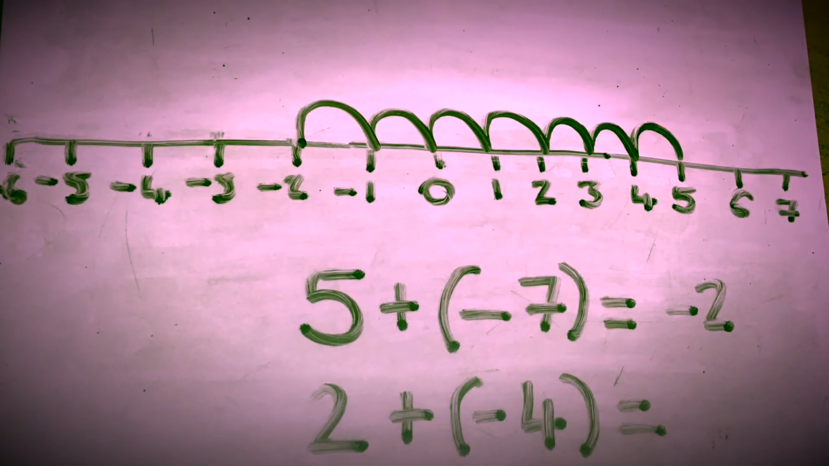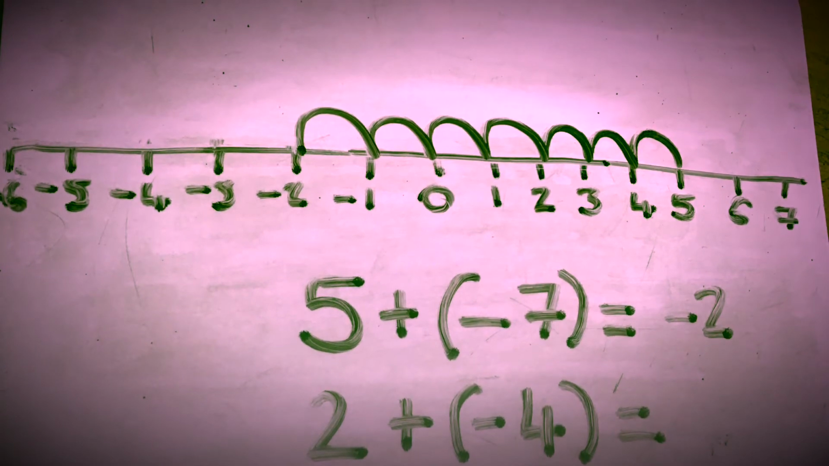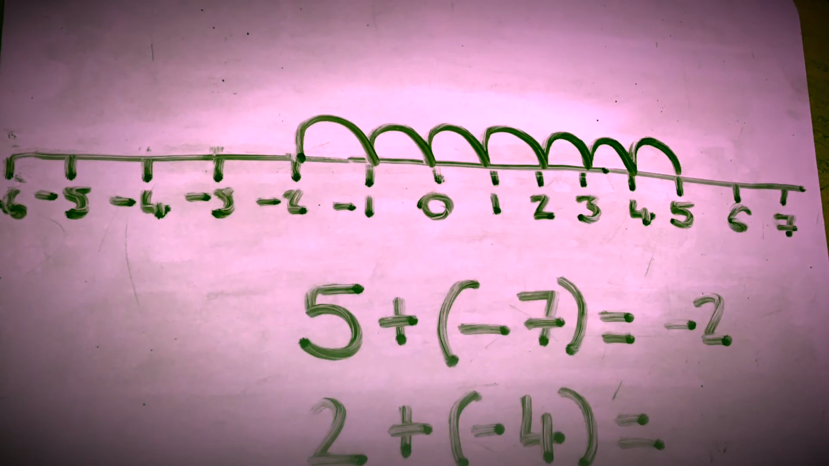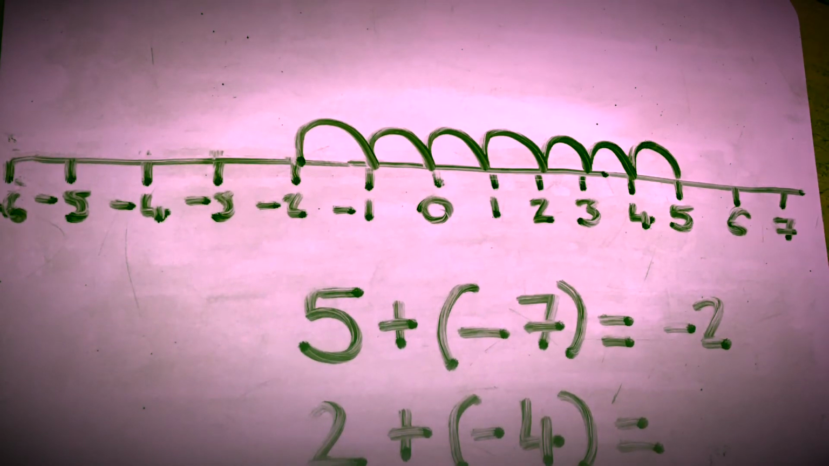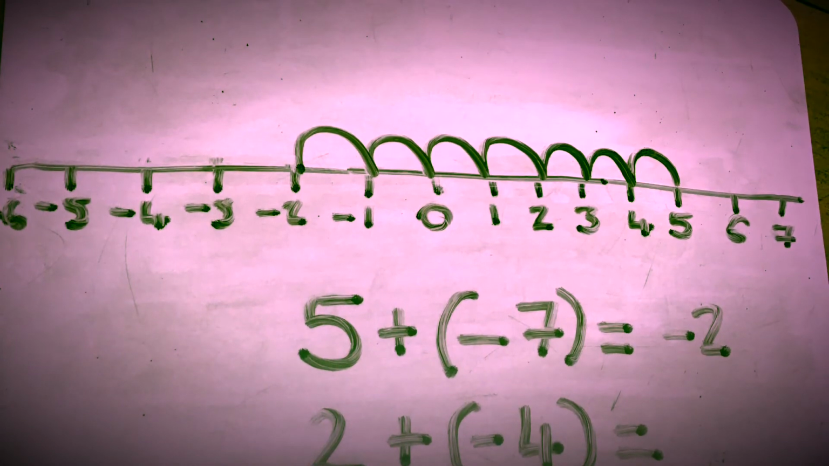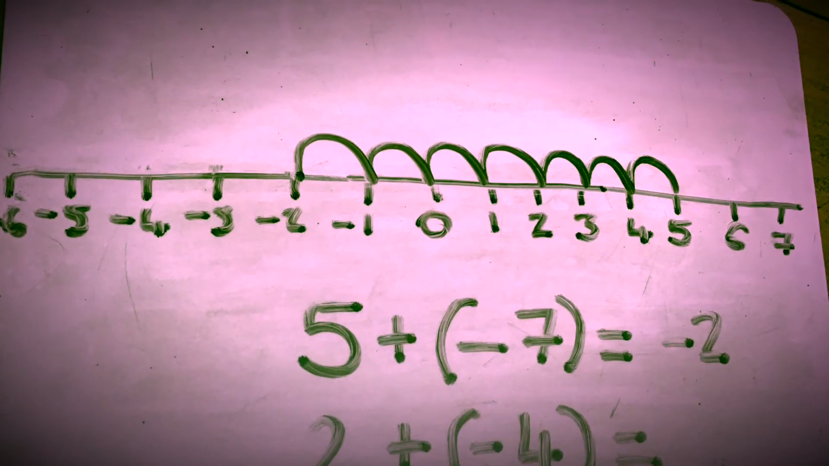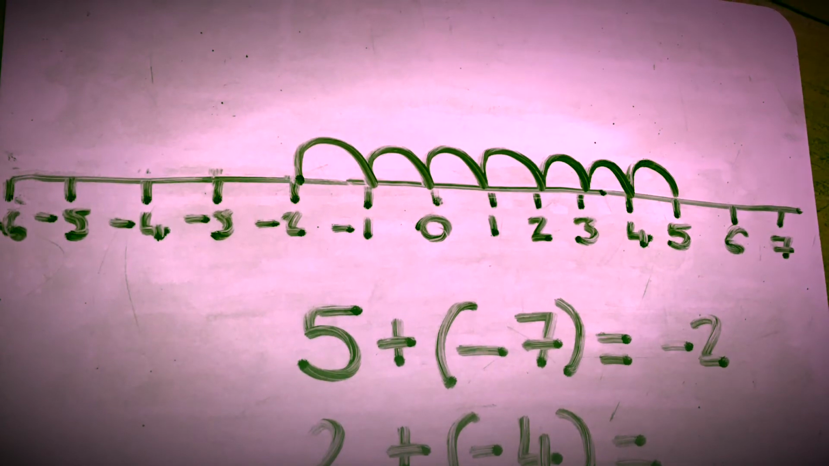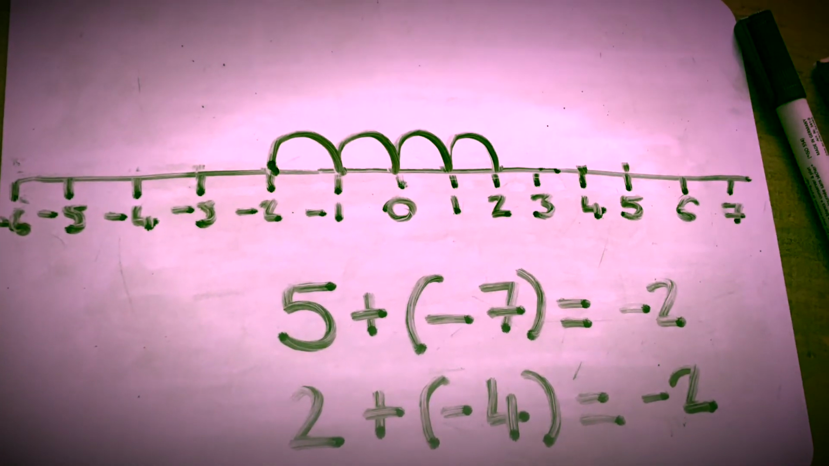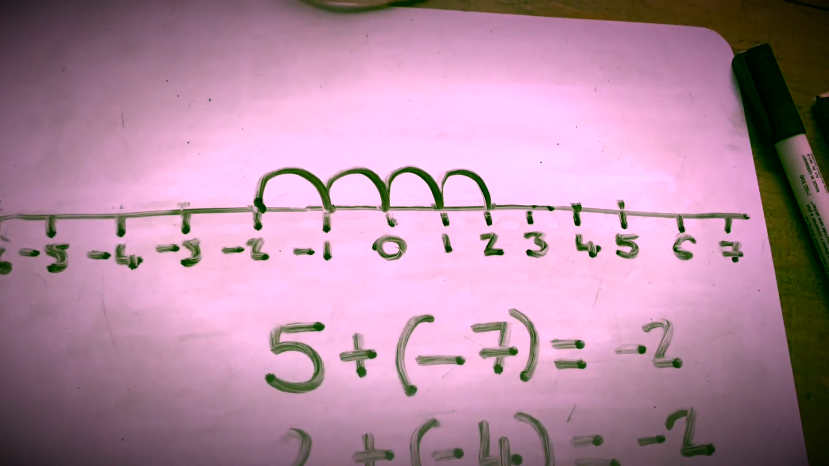So let's look at this one. 5, which is a positive number, add negative 7. Essentially, we're doing 5 take away 7 because the positive and the negative cancel each other out and become a subtraction. So 5 add negative 7 is negative 2. And if we look at the next one, 2 add negative 4 is the same as 2 take away 4, which is minus 2.